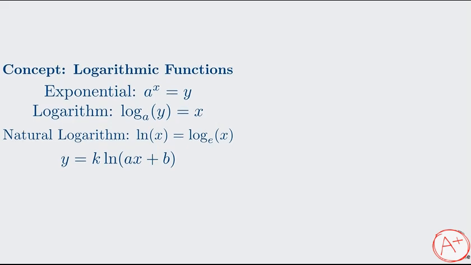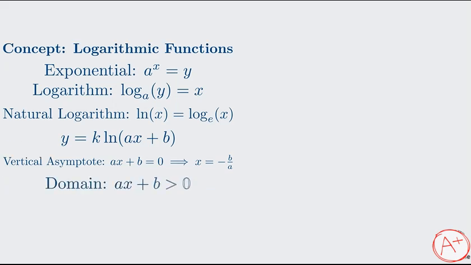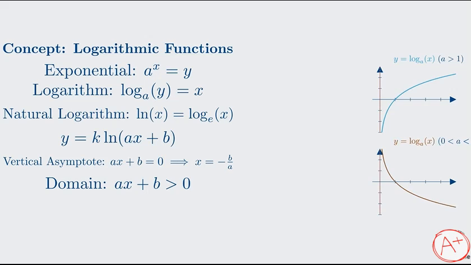Unlike exponential functions which have horizontal asymptotes, logarithmic functions have vertical asymptotes. This occurs where the argument, the part inside the bracket, is equal to 0. Solving ax plus b equals 0 gives us the line x equals negative b over a. This leads to the domain. Since you cannot take the logarithm of 0 or a negative number, the function only exists where the argument is strictly greater than 0. For the shape, if the base is greater than 1, the graph rises steeply from the asymptote and then flattens out. If the base is between 0 and 1, it falls from positive infinity and flattens as it moves right.